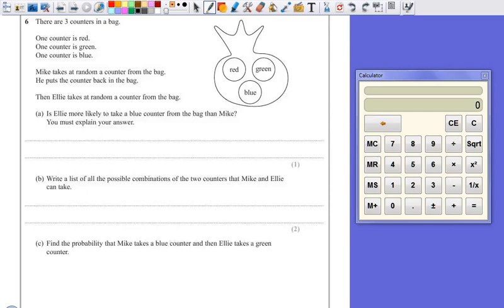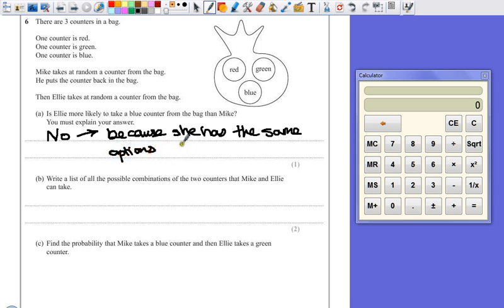Explain your answer. Well, if he's putting the counter back, then it's exactly the same counters, so it's the same chance. So all we need to put here for one mark is no, because the same chance. Because she has the same options, the same probability. And that should be good enough for the mark.